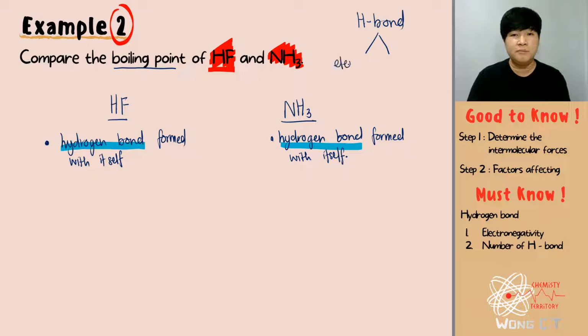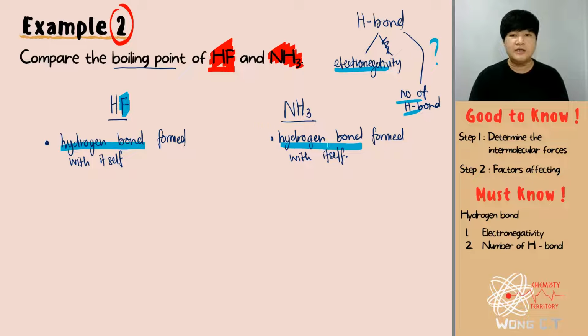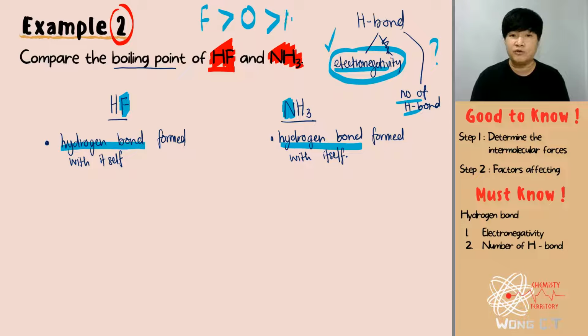Hydrogen bond is affected by the electronegativity as one, and then the hydrogen bond is also affected by the number of hydrogen bonds. Remember that? And over here, which factor are we going to discuss? Simple. Looking at it, the hydrogen bond in HF is between hydrogen and fluorine. The hydrogen bond in ammonia is between hydrogen and nitrogen. So over there, we will definitely go for electronegativity. And we know that fluorine is the most electronegative compared to oxygen and nitrogen.